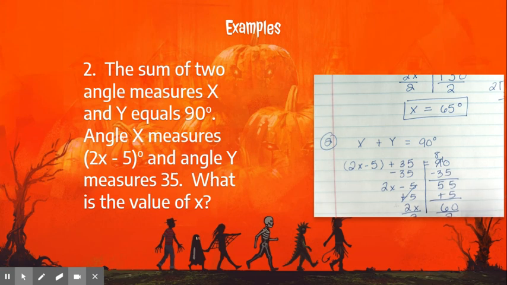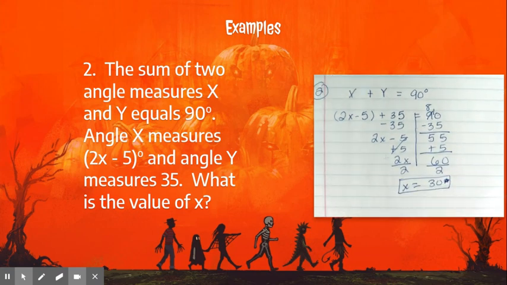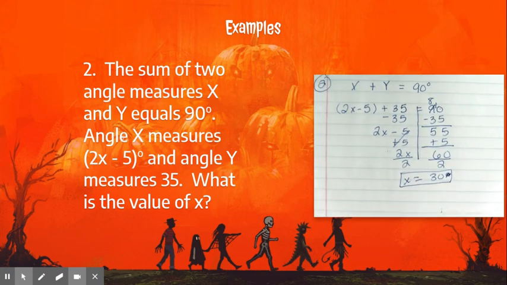So my x is just 30. It's not 30 degrees, it's just 30, because that's what it is. So the value of x would be 30. Sorry, guys, I was writing that without you knowing.